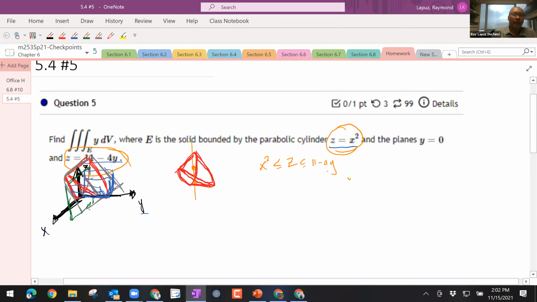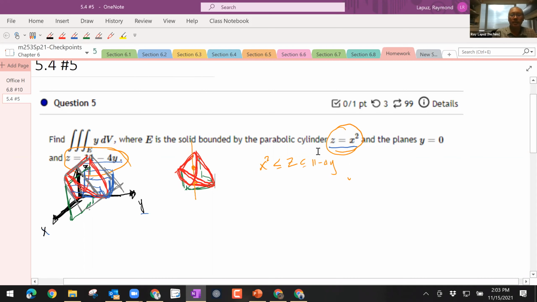Now, once we have that, the other important thing that we're going to need would be the shadow that this is going to make on the xy plane. So what we need to do is look at what the shadow is here on the xy plane. And it looks like it'll be some sort of a parabola shape. But how can we find that? I think what we're going to be interested in doing is letting some of these things equal each other to see what we can get.